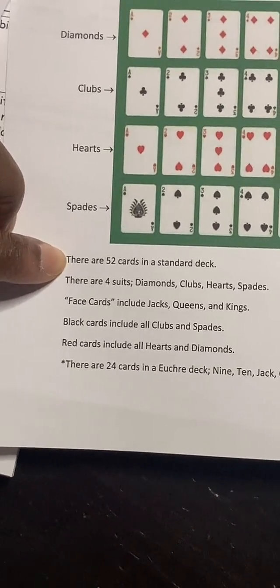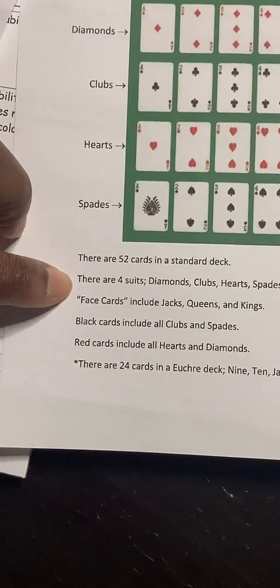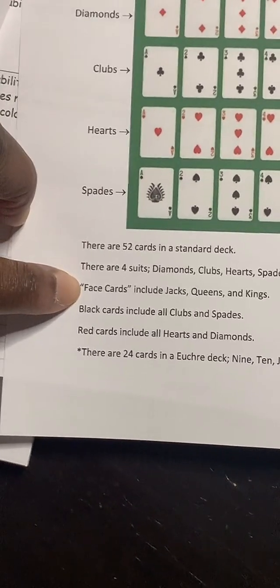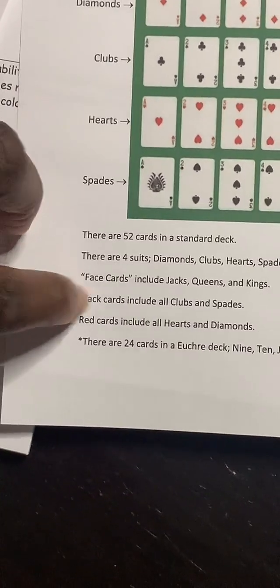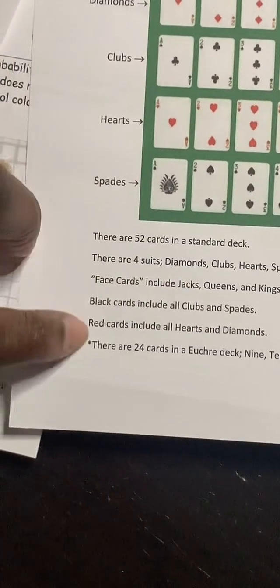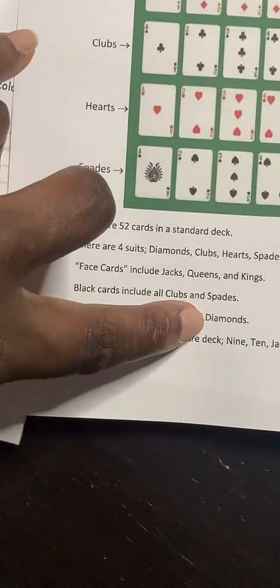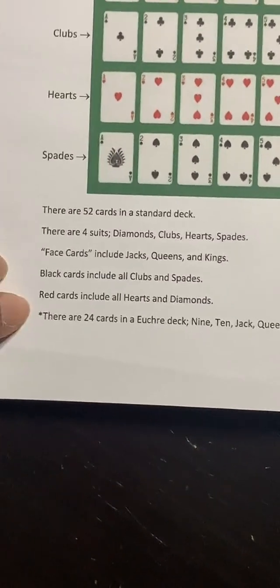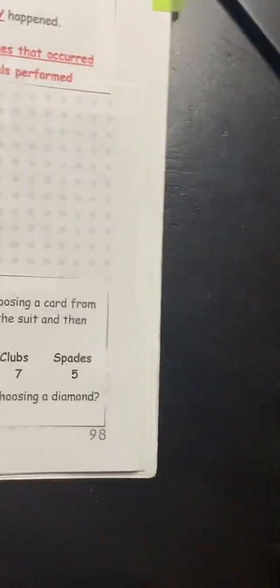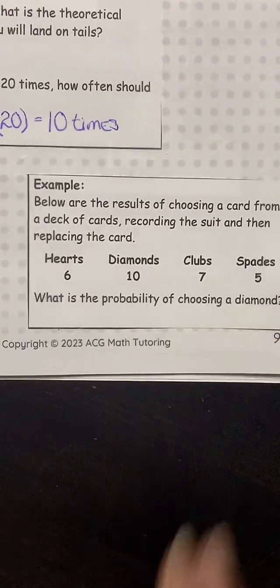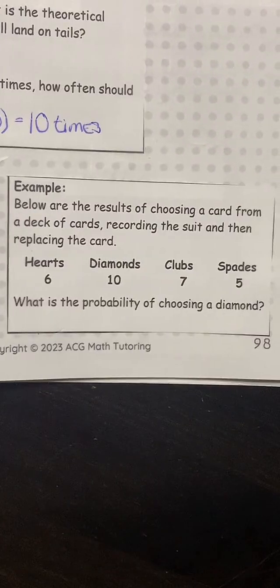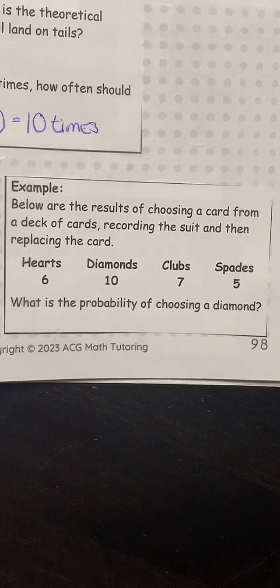All right, so there are 52 cards in the standard deck. There are 4 suits, and you've got your face cards. Your black cards are your clubs and your spades. Your red cards are your hearts and your diamonds. Some people like to have a deck with the jokers in it, but we're not talking about the jokers.